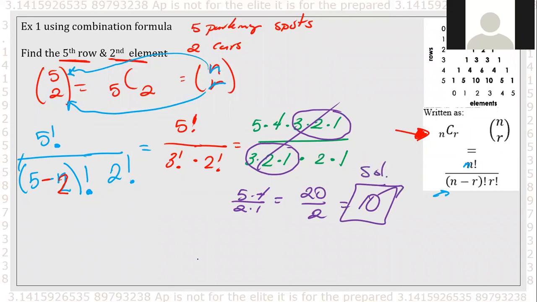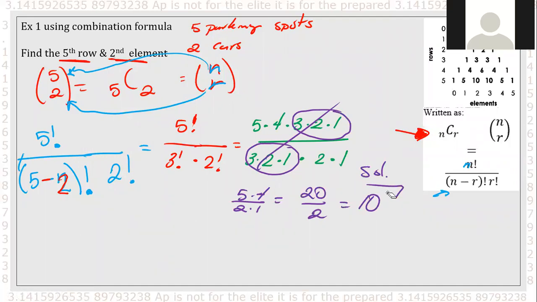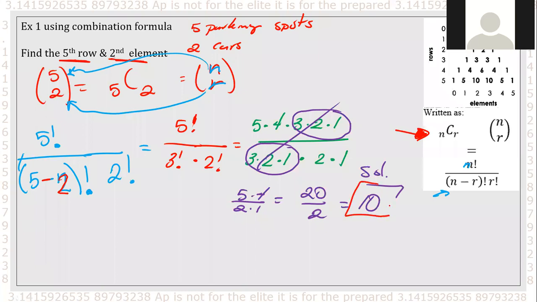So if you were to actually try it, if we got 5 different parking lots and 2 different cars, how many different ways can you park them? It would have been 10. Okay, this right here is what we have. Any questions, or can I continue?